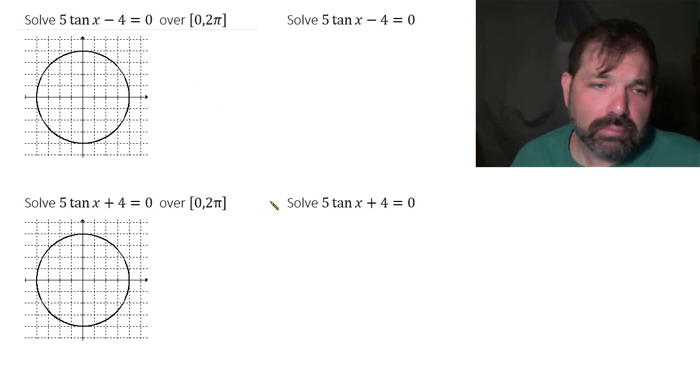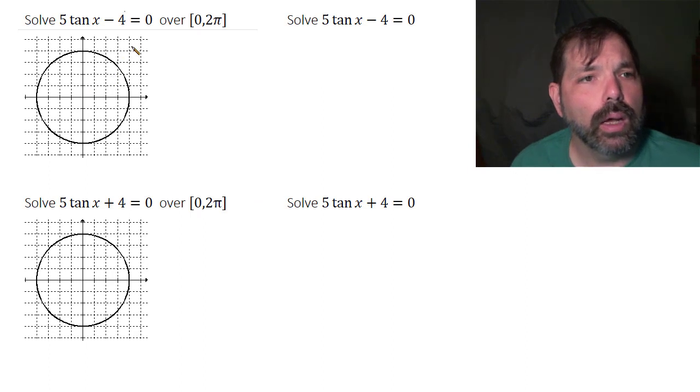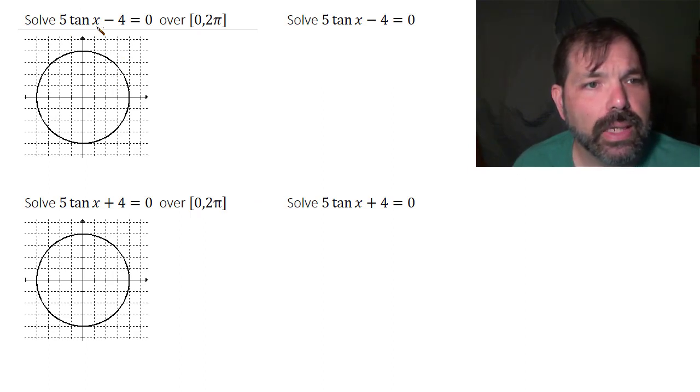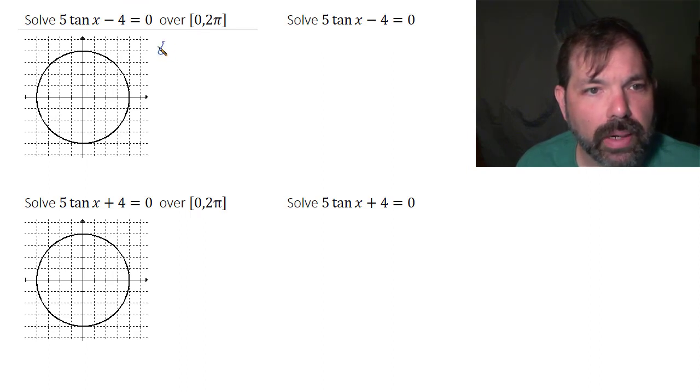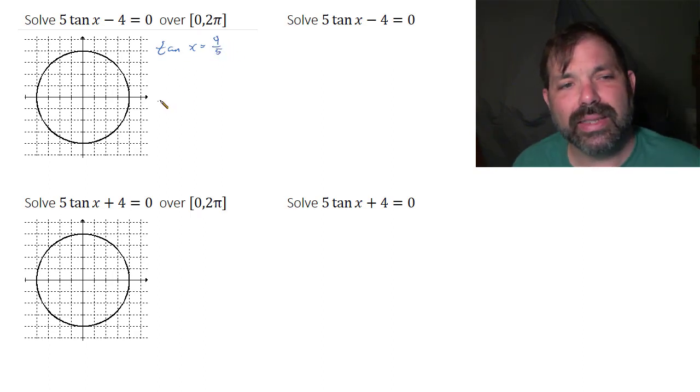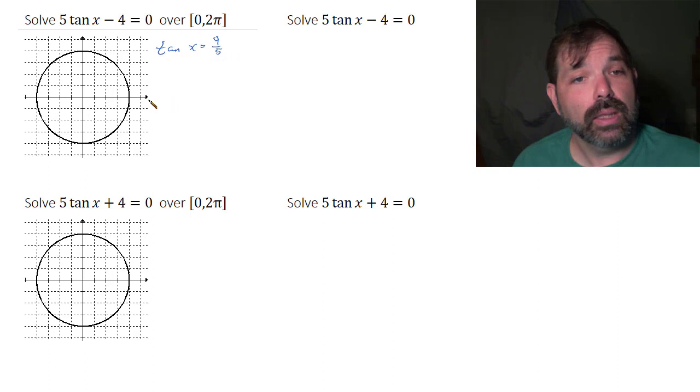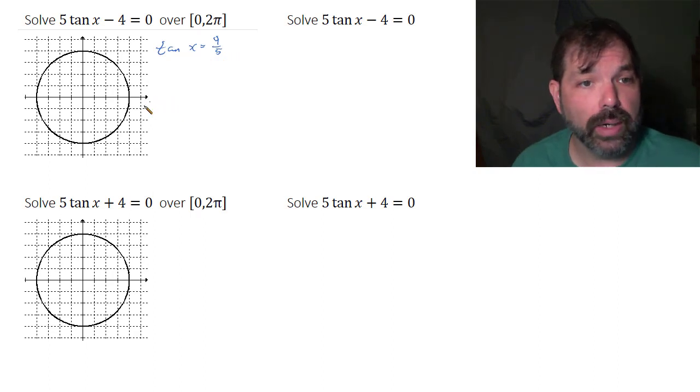So the tangent isn't too bad. 5 tangent x minus 4 equals 0. Again, we use a little bit of algebra. I can rewrite this as the tangent of x is 4/5. Then I say, okay, where is the tangent positive? The tangent is positive in quadrants 1 and 3.